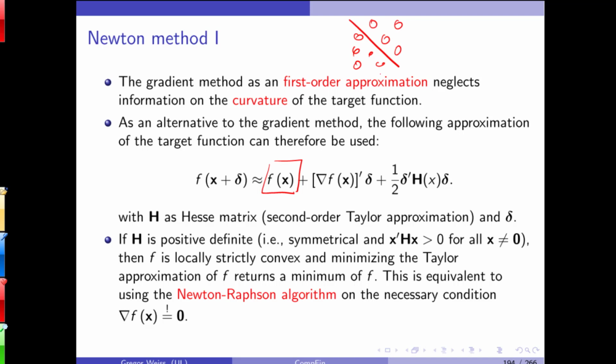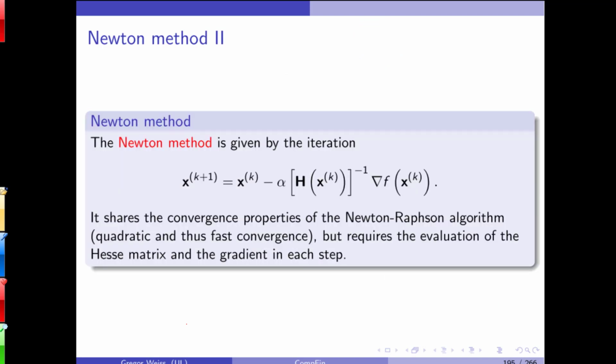Okay. If H is positive definite, this means symmetrical, and x transposed times H times x is larger than 0 for all vectors x unequal to the 0 vector, then f is locally strictly convex and minimizing the Taylor approximation of f returns a minimum of f. And this is equivalent to using the Newton-Raphson algorithm we've already seen in one dimension on the necessary condition that the gradient should be equal to the 0 vector.